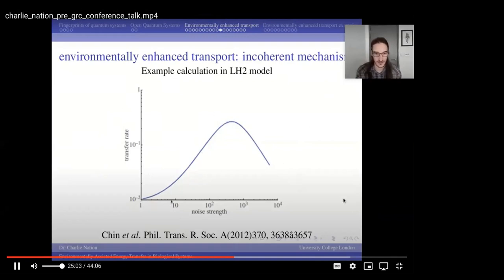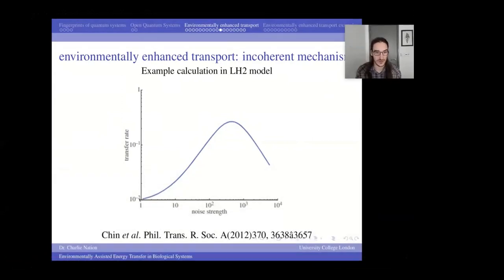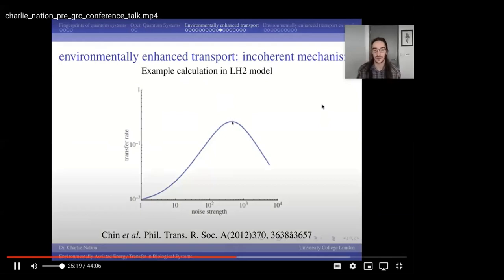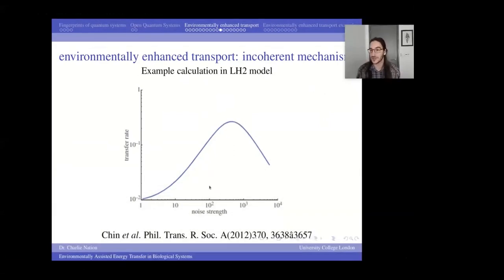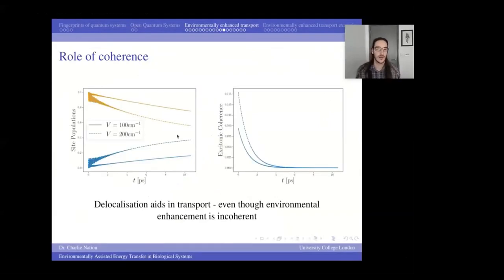So you see for a few orders of magnitude, the transfer rate simply increases with the noise, or the environmental coupling, and it takes some very high coupling strengths before this Zeno regime kicks in and we see a decrease here. So this optimum regime is quite a strong coupling.